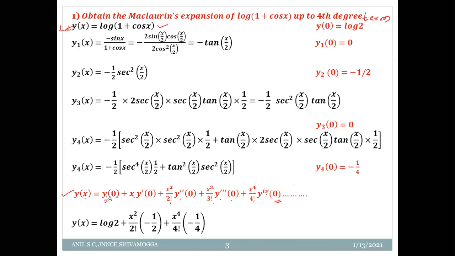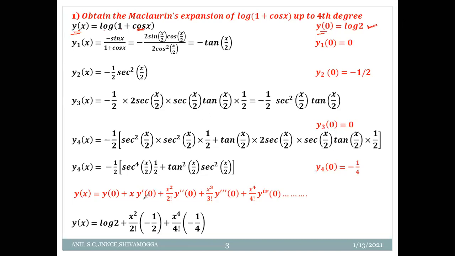That means we have to find y of 0, y dash 0, y double dash 0, y triple dash 0, and the fourth derivative at x is equal to 0. Therefore, put x is equal to 0. All the derivatives and functional values are required when x is equal to 0. Put x is equal to 0. y of 0 is equal to, when x is equal to 0, this will be cos 0. Cos 0 is 1, 1 plus 1 is 2, collectively it is log 2. y of 0 is equal to log 2.